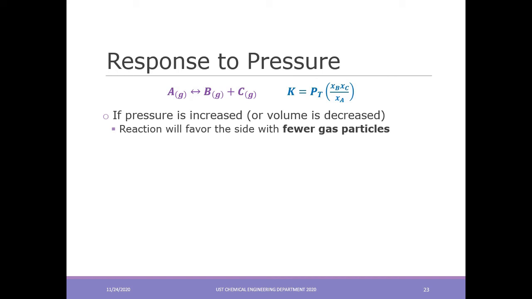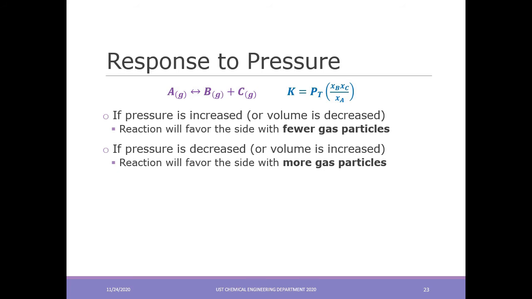In contrast, when pressure is decreased or the reaction vessel volume is increased, the system minimizes the change in pressure by producing more molecules. Thus, it will favor the side that forms more gas particles, or the forward reaction for this particular example. If both reactant and product sides have the same number of particles, then this system will be unaffected by pressure changes.